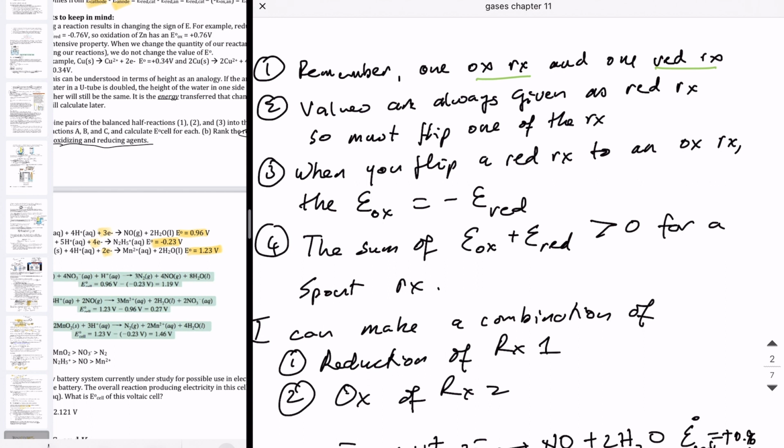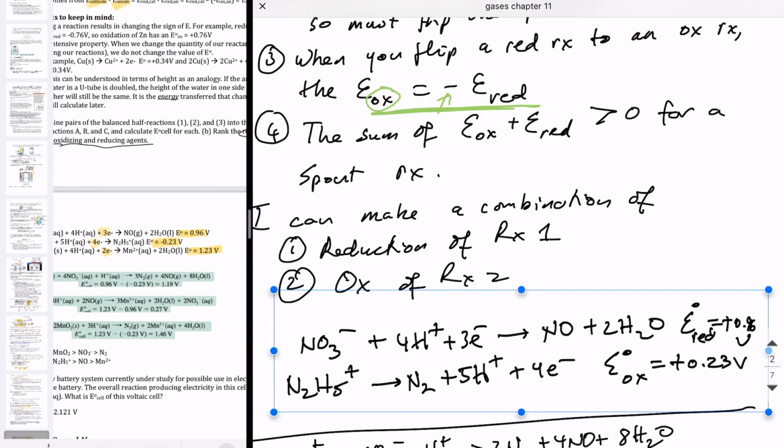If you're going to make one of them oxidation and the other reduction, you have to flip one of the reactions. Keep in mind that the values you're given are always given as reduction reactions, which means one of the numbers needs to be flipped, in the sense that the oxidation potential is always the negative of the reduction potential value. Last point: the sum of the oxidation and reduction potentials has to be positive. Otherwise, the voltaic cell will not function.